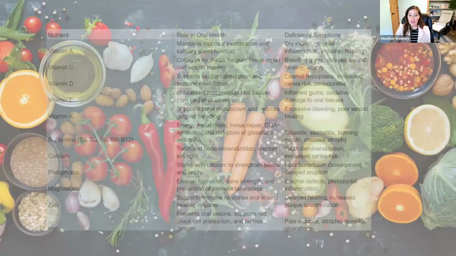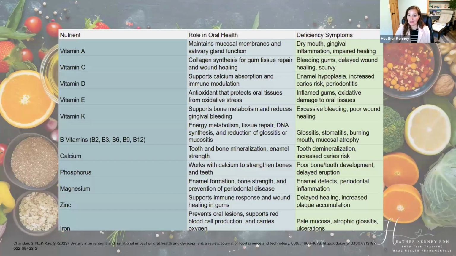So let's dive a little bit into nutrition. Why do I make those recommendations for supplementations? Well, vitamin A can show up in the mouth as dry mouth, gingival inflammation, and impaired healing. Vitamin C deficiency can be bleeding gums, delayed wound healing, scurvy. We all were taught about vitamin C and scurvy, but most patients are C deficient. Vitamin D, enamel hypoplasia issues, increased caries risk, increased periodontitis. Vitamin E, inflamed gums, oxidative damage to the tissues.